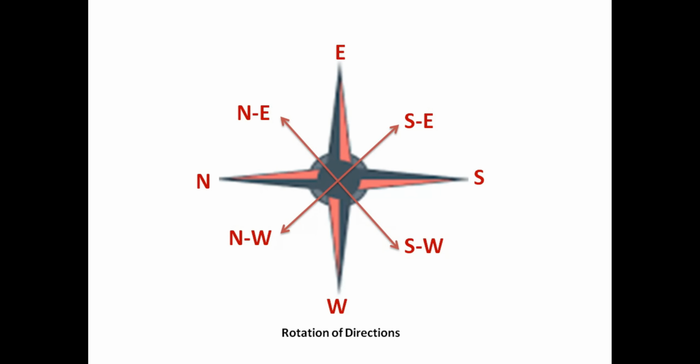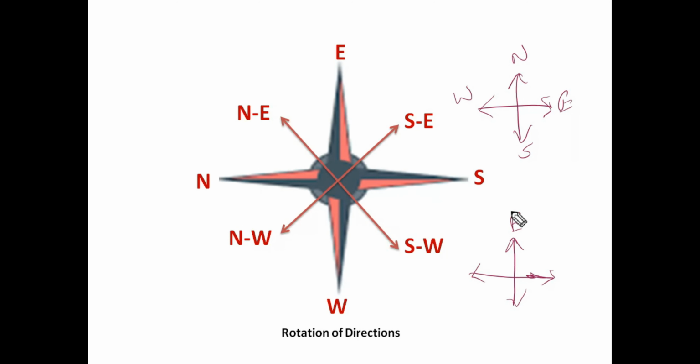Next concept. See here. Generally till now we have considered these as the directions, always north, south, east and west. Sir, why don't we take it this way? Suppose this is east. Sir, can it be east? Yeah, it can be east. Sir, how can it be east? It should be north. No, it can be east also.